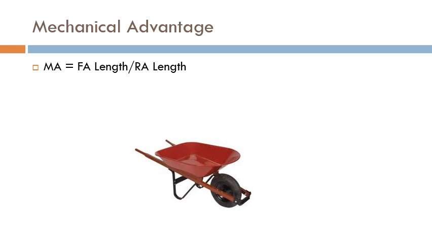If you have a class 2 lever, your mechanical advantage is always going to be greater than 1. If you have a class 3, it's always going to be less than 1 because the length of the resistance arm is always going to be longer. Okay, so that's an important thing to note. With a first class lever, it could go either way, depending upon where the axis is placed.